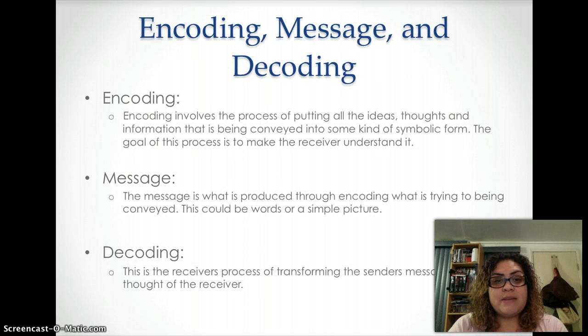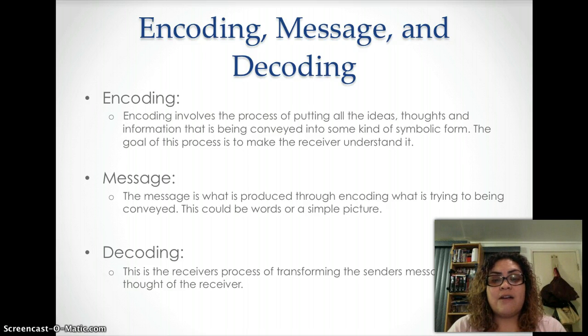The encoding of the message involves the process of putting all the ideas and the thoughts and the information that is trying to get conveyed into some kind of symbolic form. And the goal of this process is to make the receiver understand the message that is being conveyed to them. For example, if Doritos is trying to convey a message of a particular chip that tastes delicious, then they have to make sure that it gets encoded into that particular idea.